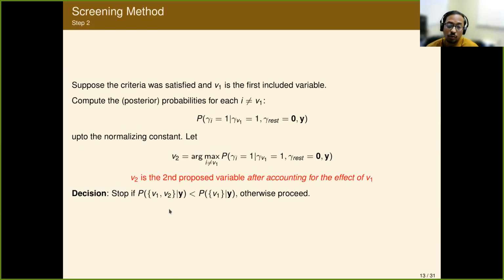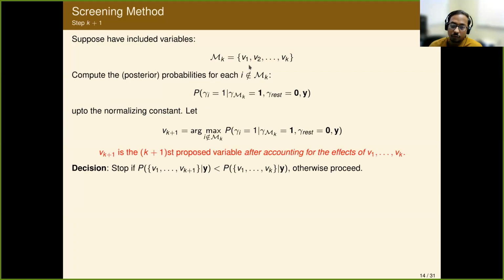But if we do include V1 in our bag, then what we do is, for each of the other markers, we compute the posterior probability that it is important, given that V1 has already been included, and the rest are not important. And then we maximize that probability. Let's say V2 is the marker that has the highest posterior probability of being important, given that V1 was already important and the rest are not. Then V2 is the second proposed variable after accounting for the effect of V1. And if including V2 increases the posterior probability, we continue, but we stop if including V2 actually reduces the posterior probability.